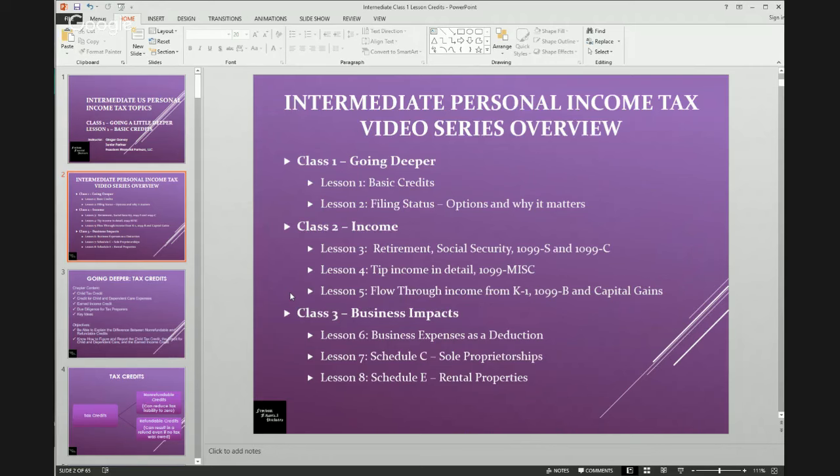about business expenses as a deduction, going through the Schedule C for sole proprietorships, as well as Schedule E for rental properties. But for tonight, we're going to be focusing on the tax credits.